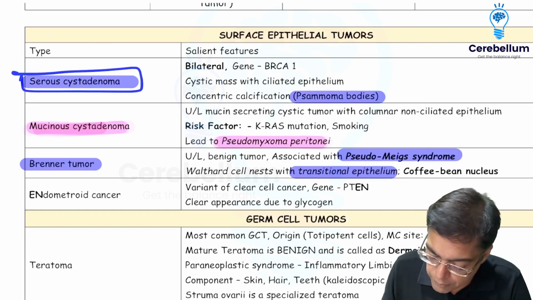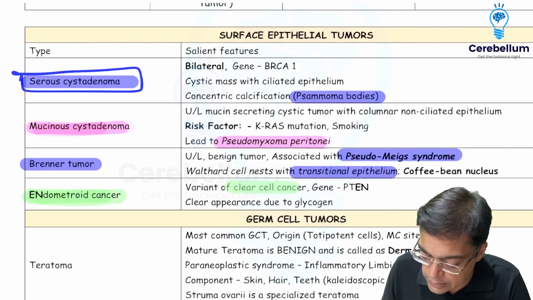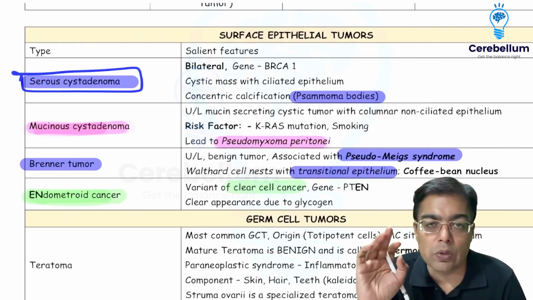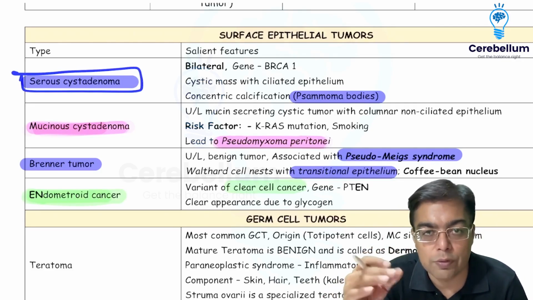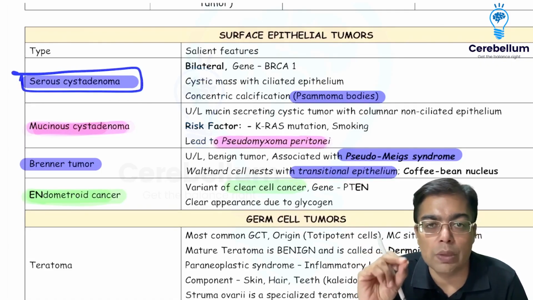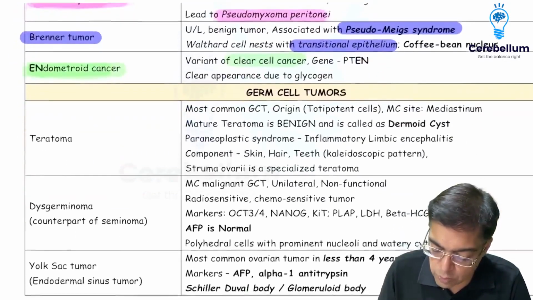Whenever we make a mention of the endometrioid type of cancer, of course, that is going to be a variant of clear cell carcinoma. And wherever we talk about clear cell carcinoma, most of the time we have the presence of glycogen which is going to get washed off. So this one has an association with the PTEN gene. Remember PTEN gene, that has an association with endometrial cancer.